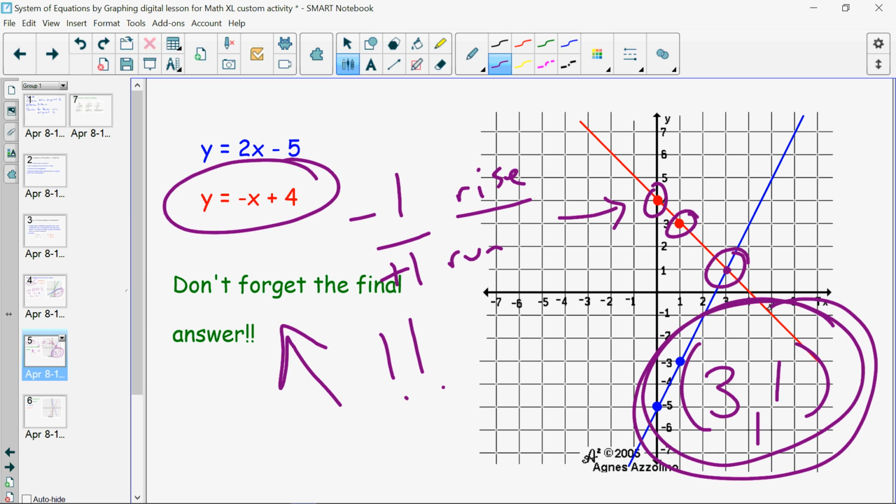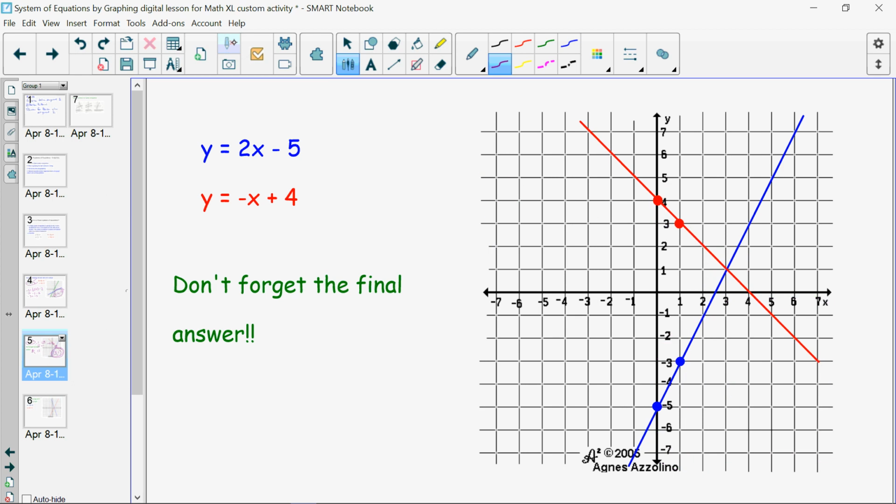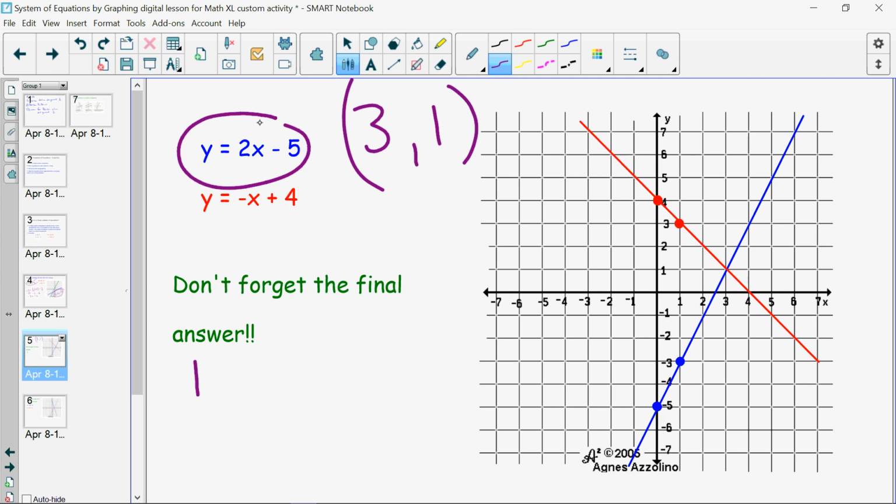So I'm going to get rid of everything and rewrite that. I'm just going to do it the quick way. So I think that 3, 1 is my answer. I can test it out by plugging it back in. So my y value is 1, so I'm doing this one. X value is 3, so that's 2.